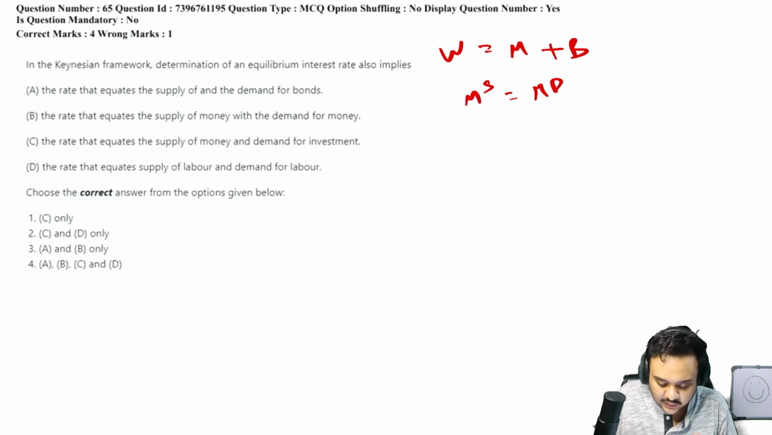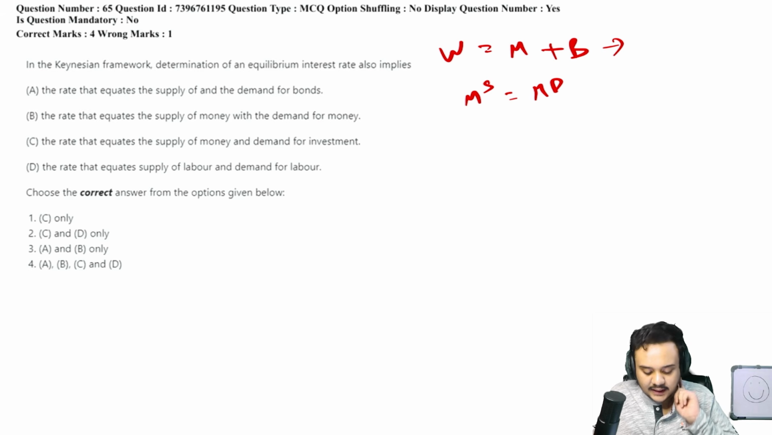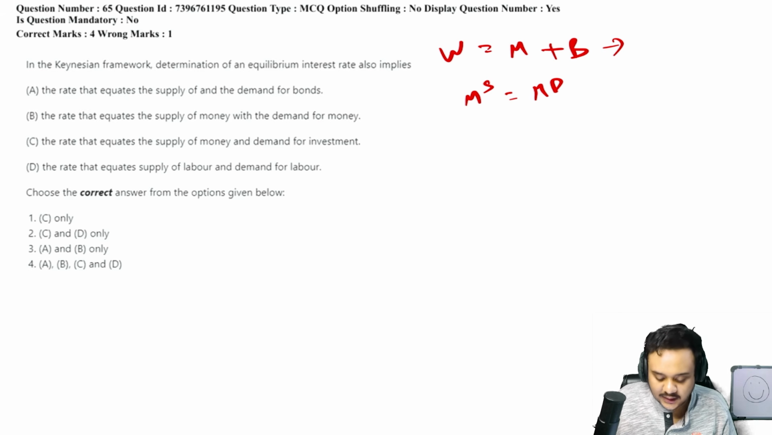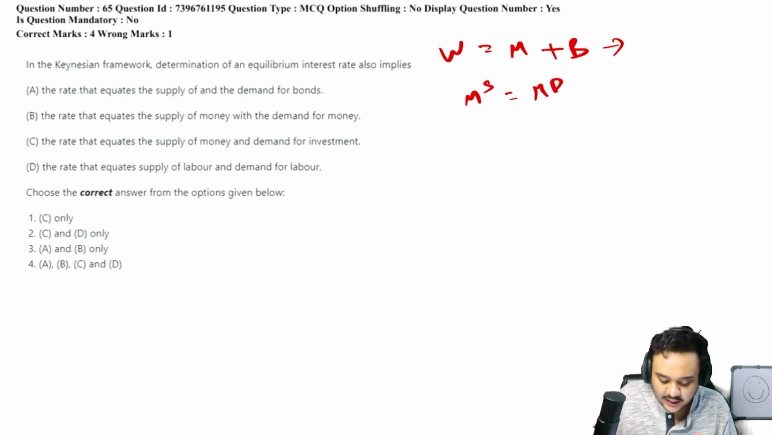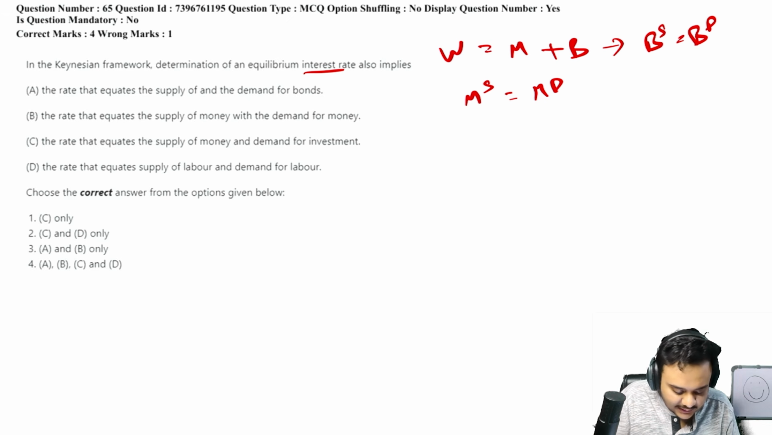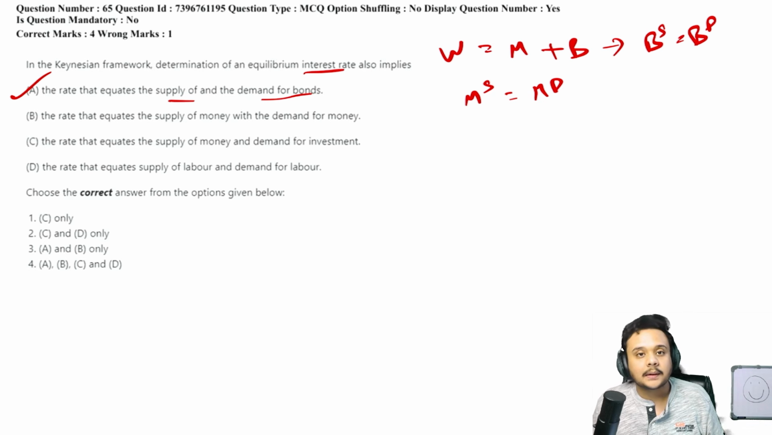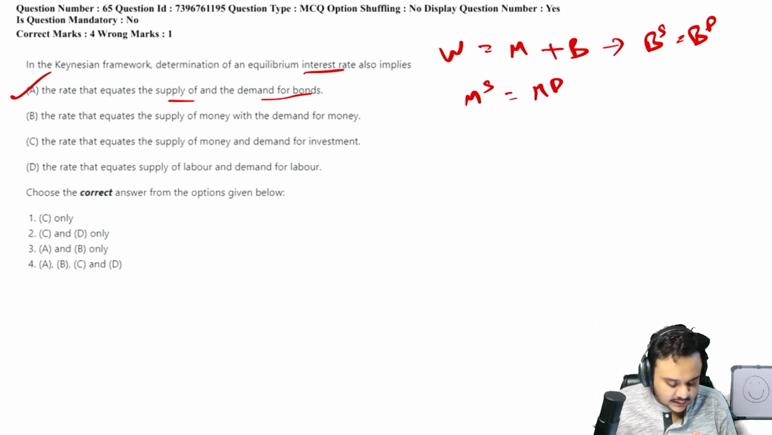So when this happens, you are left with bonds. Indirectly you can say that when the money market is in equilibrium, there is no room for bond supply and bond demand to not be equal. There is no room for excess demand for bonds or excess supply. So the bond supply will also be equal to the bond demand. So indirectly, yes, you can assume that the interest rate is the rate at which the supply and demand for bonds is equal. Okay, and let us look at the next options.